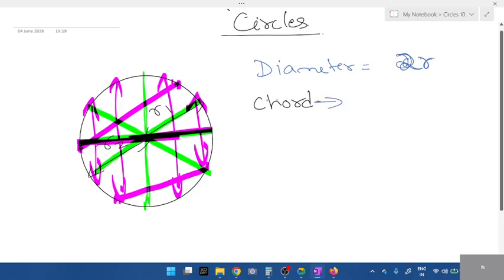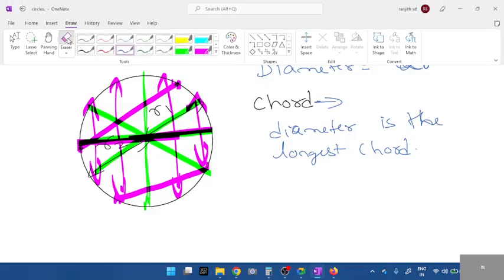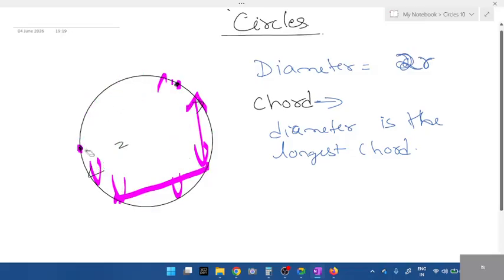See, everything is a chord here. In that, specifically, diameter is the lengthiest or longest chord. So basically, a chord is a line which passes through the center as well as apart from the center, students, in any other direction. We call it a chord. Let me mark it again.